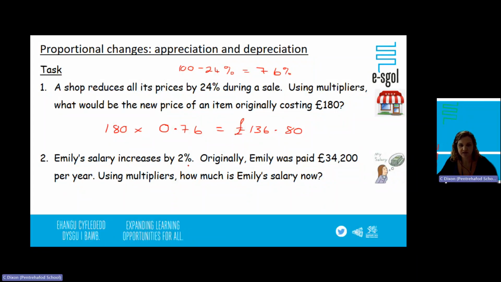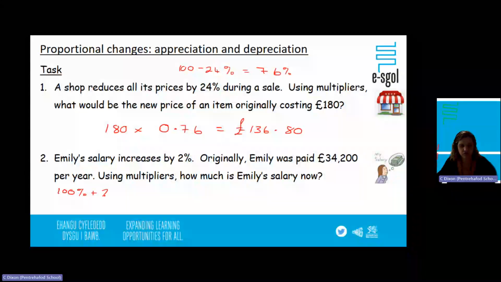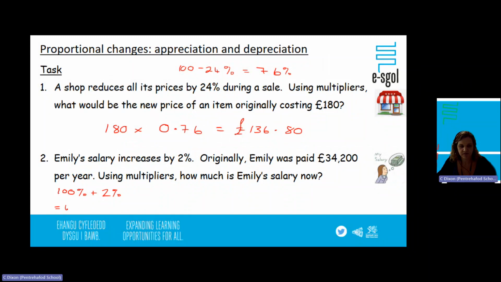The next one, it increases by 2%. So the increase is 100% add on 2%. That gives me 102%. So as a multiplier, I divide by 100, so 1.02 is the multiplier. Right then, salary originally was £34,200. So if you multiply those together, that will tell you her new salary. So it was £34,884 once you've done that calculation.